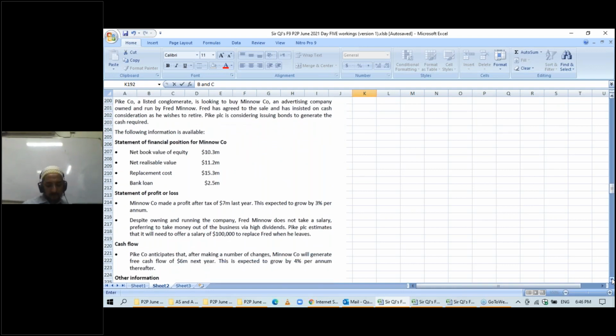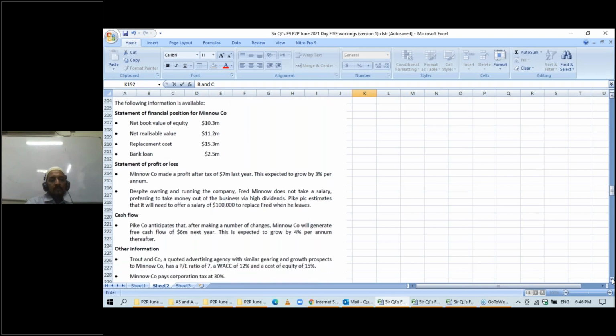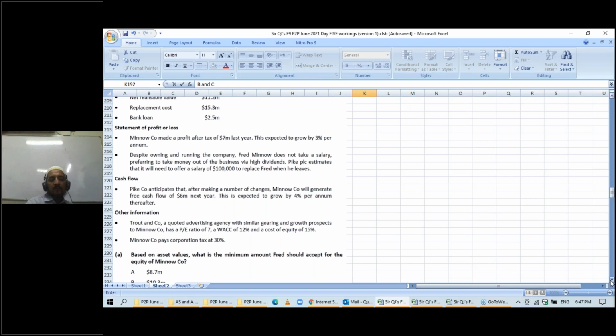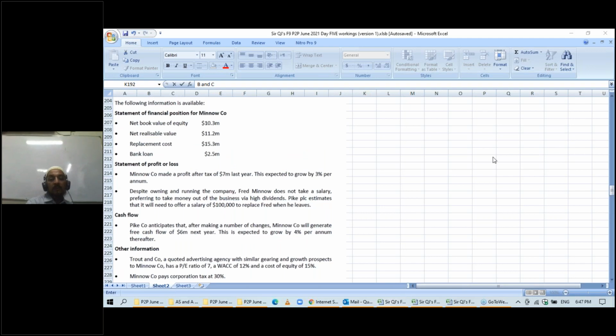Okay, now Pike Company. So students, requirement A: based on asset value, what is the minimum amount Fred should accept for the equity of Minnow? What is the minimum amount that he should accept? The minimum amount, remember, will be asset based.